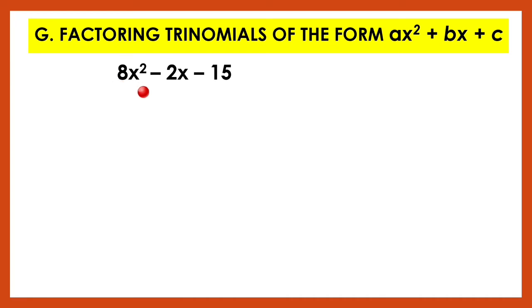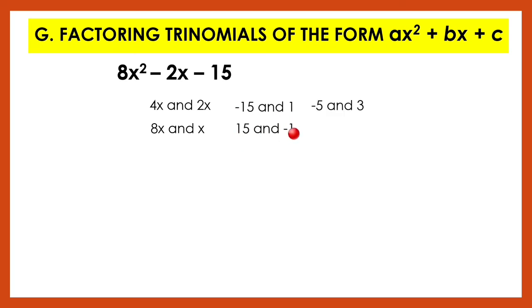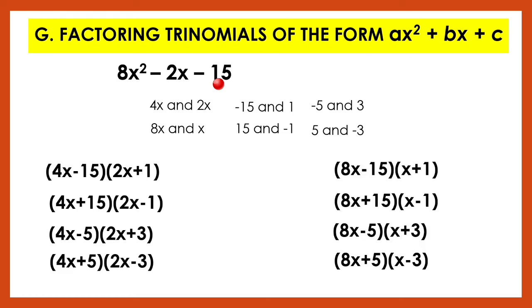So, una, ililista muna natin yung factors ng 8x square. Ito ay 4x and 2x at saka 8x and x. 4x times 2x is 8x squared. 8x times x is 8x squared. And then, ililista naman natin yung mga factors ng negative 15. What are the factors? We have negative 15 and 1, 15 and negative 1, negative 5 and 3, and then 5 and negative 3. So, pag pinag-multiply mo yung mga yan, that is equal to negative 15. And then, ususulat natin yung combination nila, lahat ng combination.